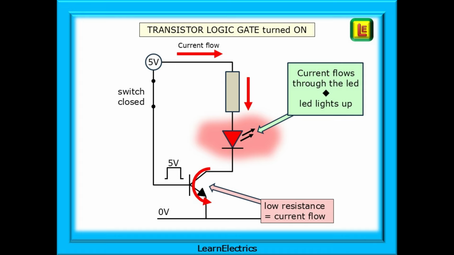It will have a low resistance when on, and current will flow through the resistor, through the LED, and through the now low resistance transistor. This current flow will cause the output LED to switch on and illuminate. If the switch is closed, there's a voltage on the transistor base. Current flows and the LED illuminates. A signal in, a signal out.